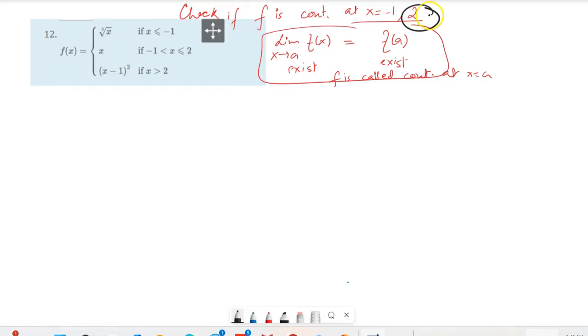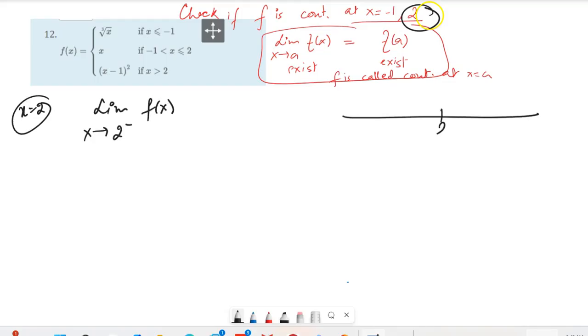Let's check on 2 now. x is equal to 2. So we need to find the left limit at 2. Left limit means x is approaching 2 from the left side. It's getting very close to 2, but it's still on the left side. Therefore, x is less than 2. Therefore, the function used will be this. When I put 2 in there, that will be just 2.